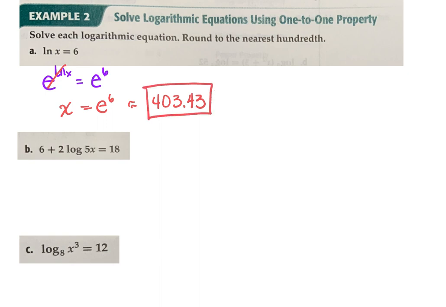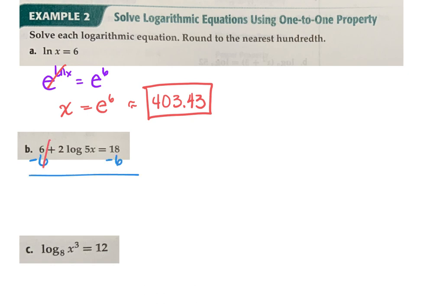On the next one, first of all, my log is not by itself, okay? So I want to get my log by itself. I have this 6 over here, and I have this 2 right there. I need to get rid of it. Can you just add those together? You can't add them together, because the 2 is being multiplied, but we can move over just like we would algebraically. So I'm going to subtract my 6 first.